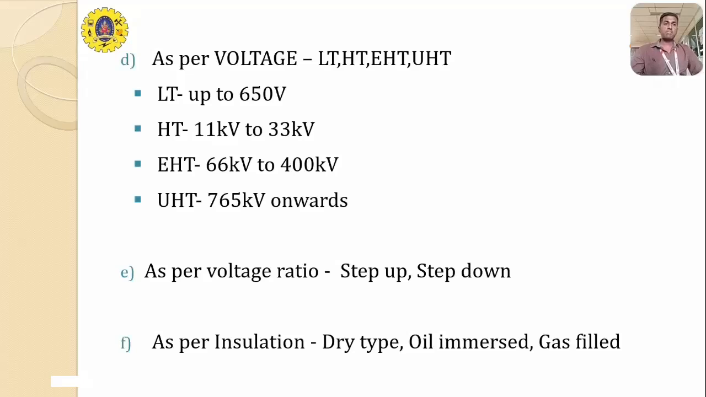Then as per voltage, you can classify it as low tension. Up to 650 volt, we call it low tension transformers. From 11 kV to 33 kV, high tension transformers. From 66 kV to 400 kV, extra high tension, and after 765 kV it is called ultra high tension transformer. And then as per voltage ratio we can classify it as step up and step down.